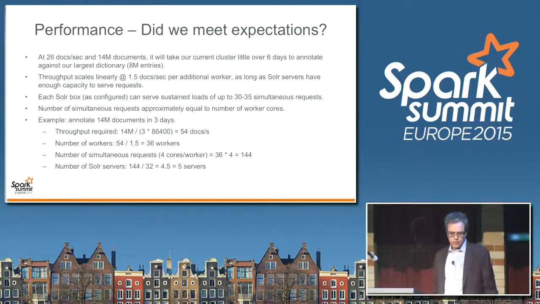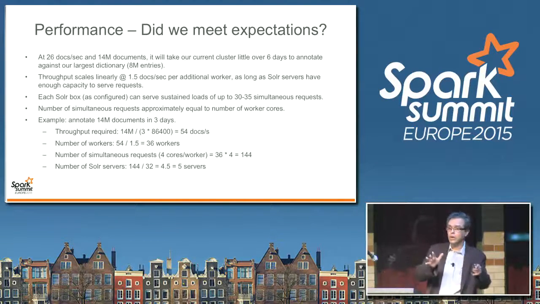So here's a thought experiment. If you wanted to annotate these 14 million documents in 3 days, the throughput that you would require is 54 docs per second, approximately double what we have right now. The number of workers based on 54 docs per second is 36 workers, given 1.5 docs per second per worker, right?